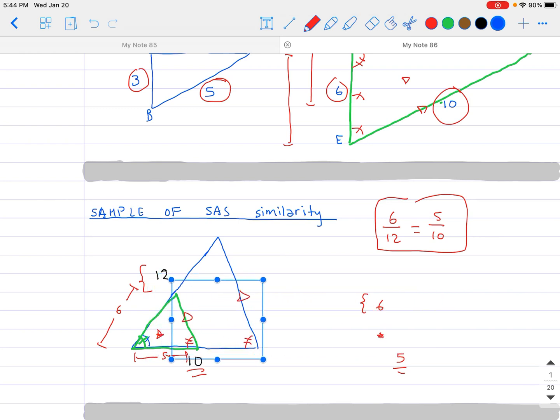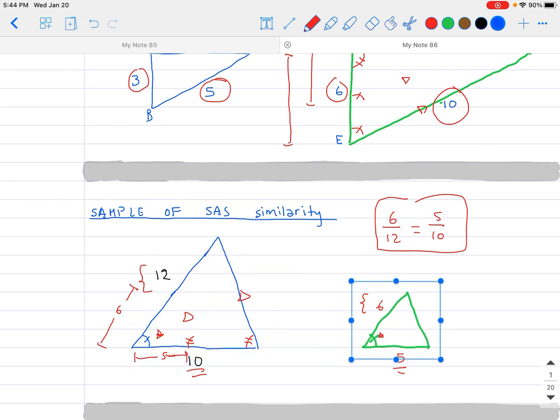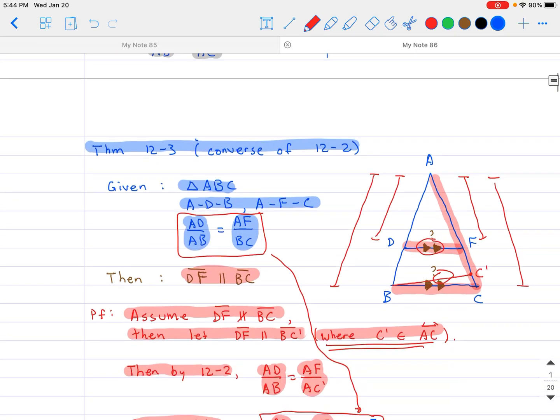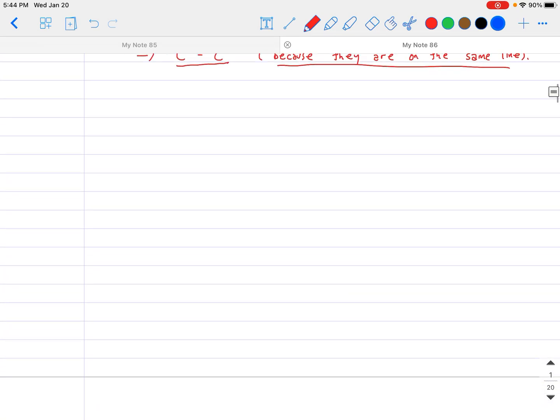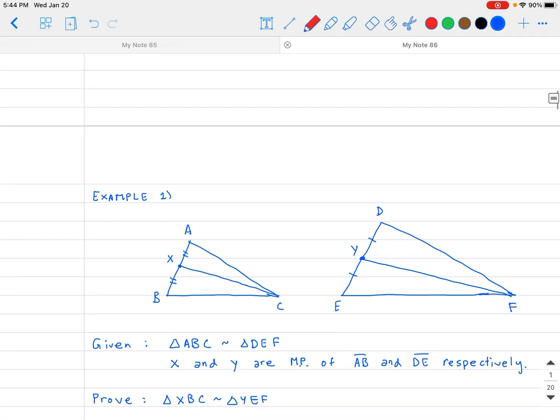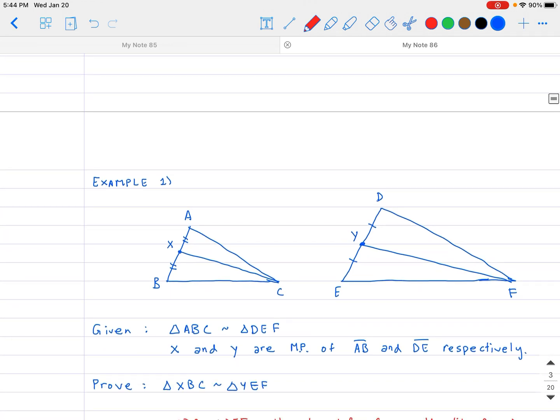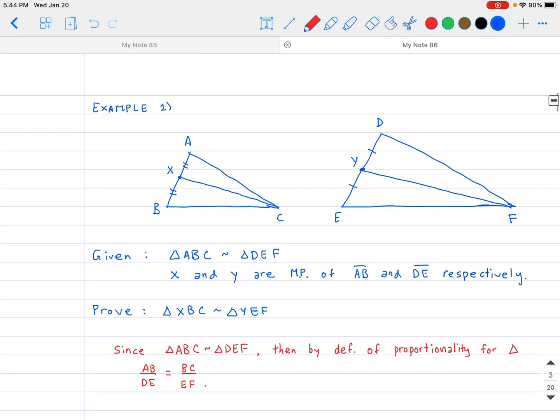Okay. All right, so there you go. That's going to be our proof. So hopefully that is something that's understandable. Trying to write this out using statement of reason is probably not ideal in this case. But anyhow, let's go ahead and try to apply these two, SAS similarity and also SSS similarity, and see how those work in terms of a proof.